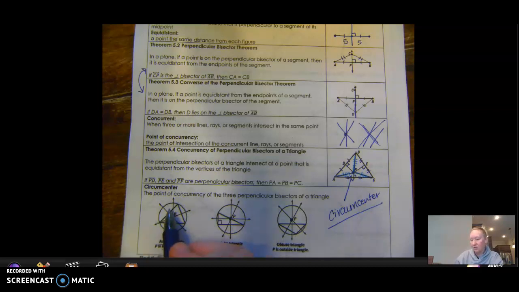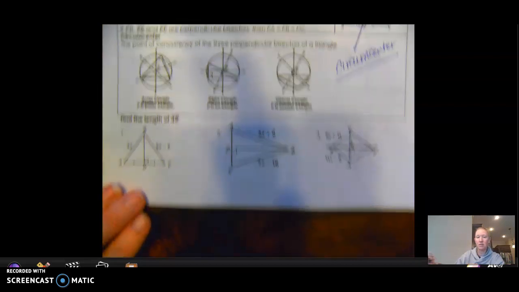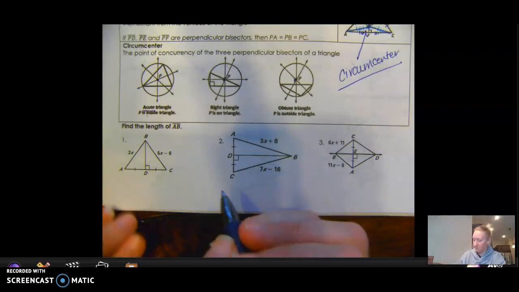If I draw the circle around the triangle, you will notice that your circumcenter, or the point of concurrency of these perpendicular bisectors, is always in the center of the circle. That will always be the center of the circle, okay? Pause me and try 1, 2, and 3 on your own. When you're done, unpause me.